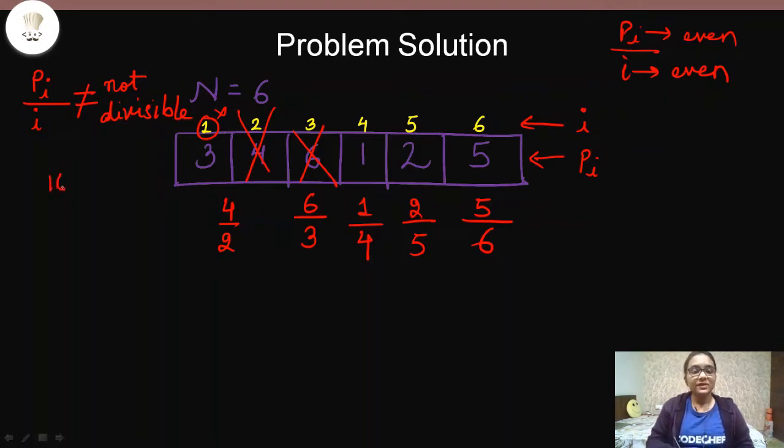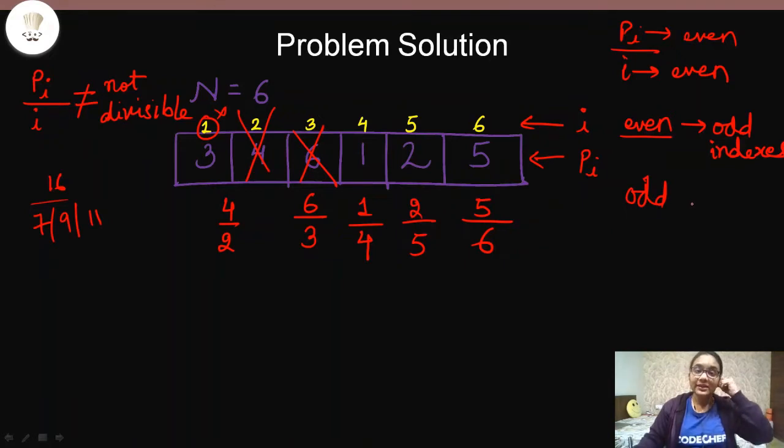Take an example of 16 and just try to divide it by any odd number, for example 7, 9 or 11. It will never be divisible, right? So what we can do is place all the even numbers at the odd indexes. And for the odd numbers, since we have already seen where to place the even numbers, we are left with the odd numbers. So we can simply place those odd numbers at the even indexes.